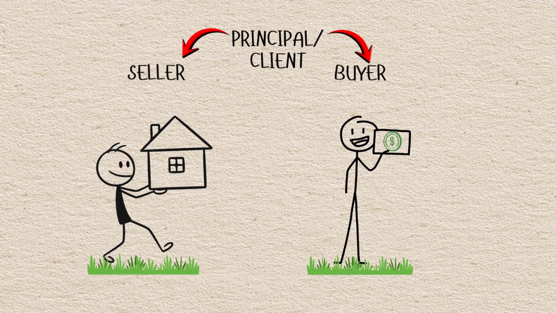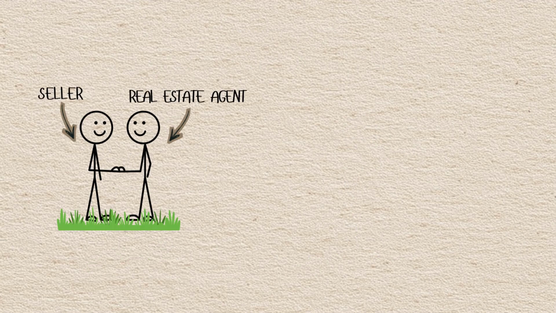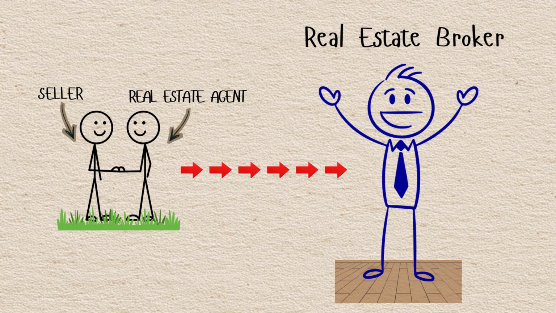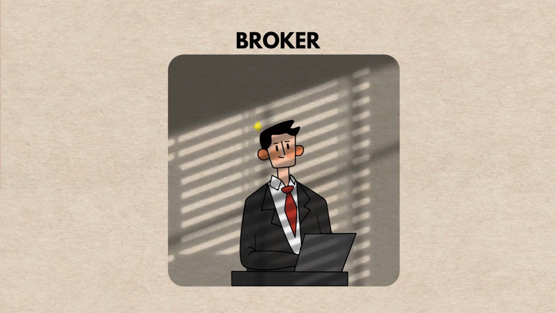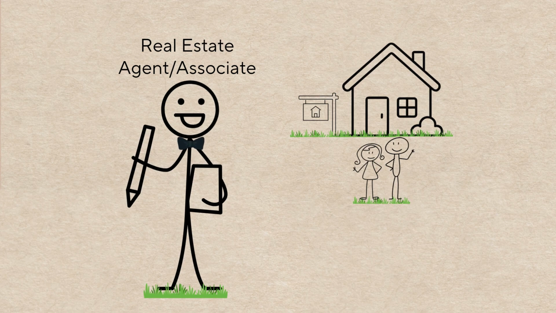Okay, let's get started. In real estate, the principal is the client, which can be either the seller or the buyer. When a seller principal hires a real estate broker's firm to list their home, they are legally hiring the broker, not the individual sales associate. Even if the seller never meets the broker face-to-face, the broker is still the one who is officially employed and responsible. In practice, it's usually the sales associate who takes the listing and works directly with the seller.